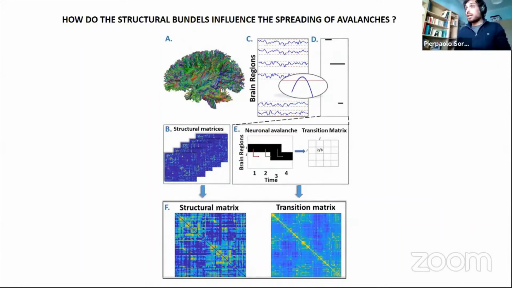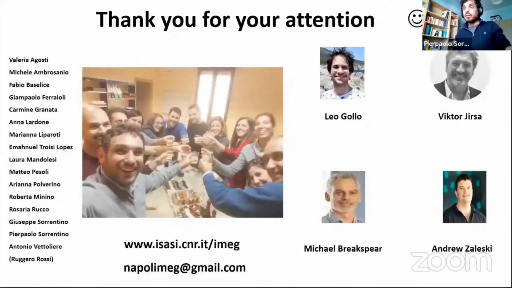So perhaps we can think that when a perturbation is generated locally, so an avalanche starts, then the activity spreads across the brain, but the spreading is heavily biased by the structural tracts that are present. If this is true, this is relevant because we can then perhaps understand what happens when a lesion hits the system at a given point.